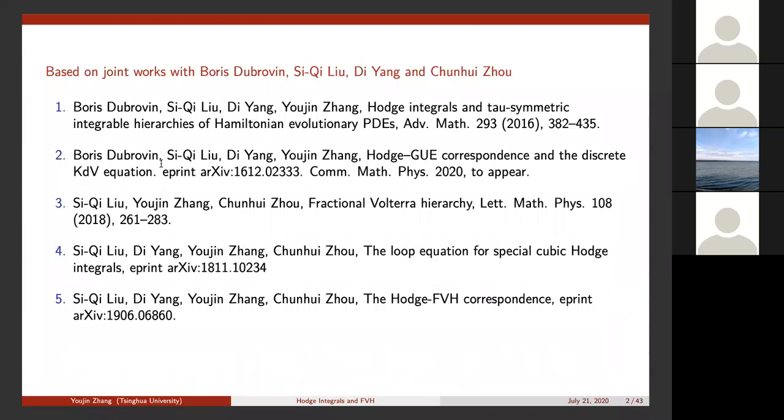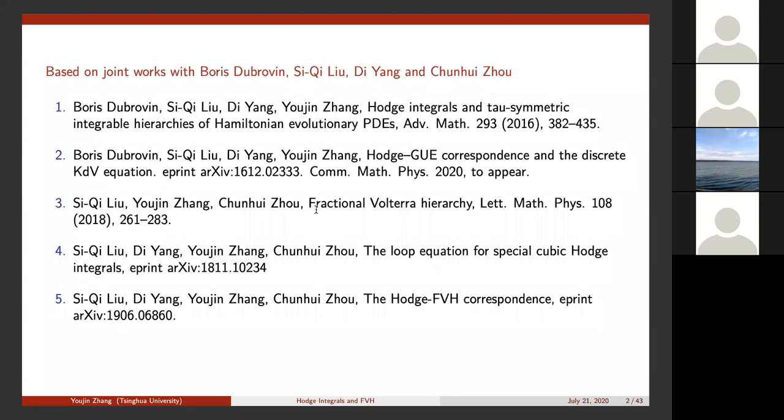We consider the one-dimensional Frobenius manifold, and we choose some particular parameters. Then this deformation of the KdV hierarchy gives us the discrete KdV hierarchy. In this paper we prove this connection, and we also establish a connection of this discrete KdV and the Hodge integral with the so-called GUE matrix model. Then in the third paper, we generalize more. In the discrete KdV case, we choose the parameters of the Hodge hierarchy which depend on only one parameter. But if we generalize a little bit more, we allow these parameters to depend on two free constants.